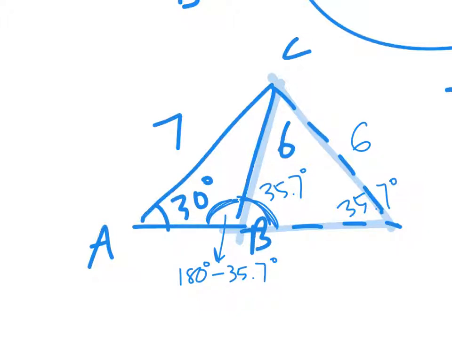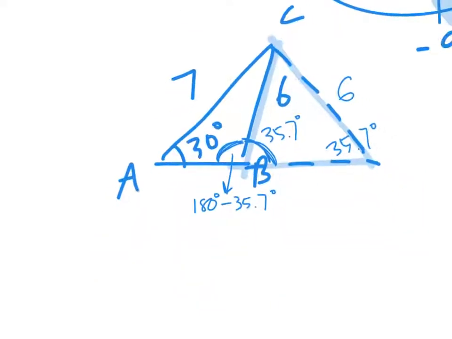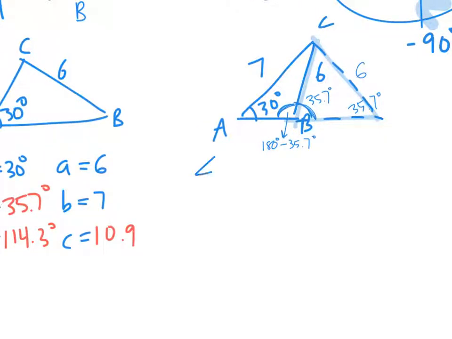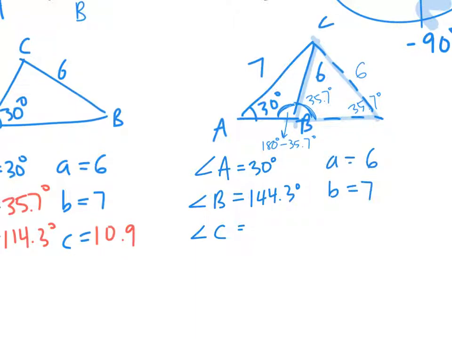Okay. So in this other triangle, angle A is still 30. Angle B is 180 minus 35.7, that is 144.3. You can see how your calculator is not going to find that number. Angle C is whatever is left over. A is 6, B is 7. Now C is going to change because C is a lot shorter. Go ahead and figure out both C's. Angle C is 5.7 and side C is 1.2.